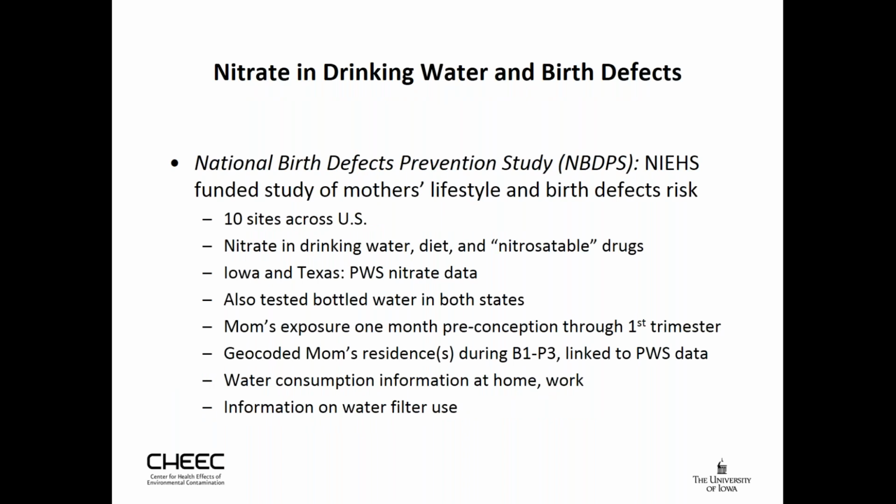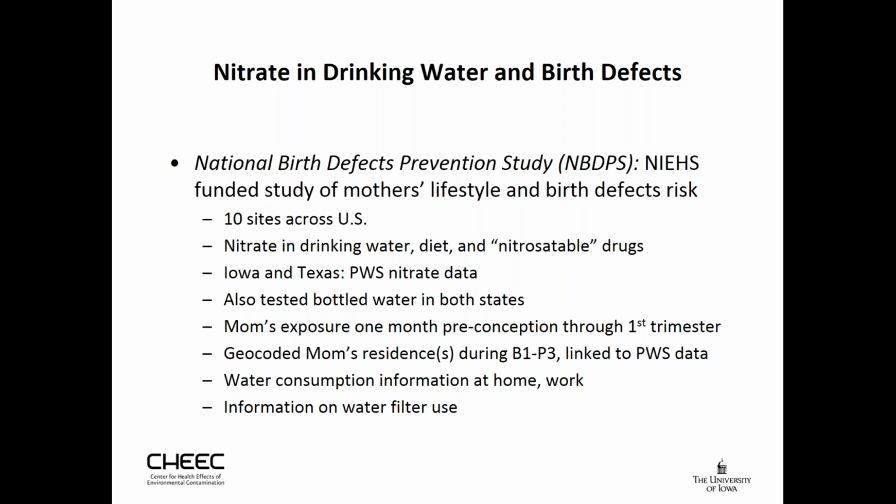So let's move to birth defects. Here again, another study. This is a case control study where you enroll women who have babies with certain birth defects, and then you match a control based on age, race, and other factors to that woman. And this is the National Birth Defects Prevention Study, which was a CDC-funded project in 10 sites across the U.S., including Iowa, Texas, North Carolina, New York, Massachusetts, Utah, Georgia, Arkansas, and California. And we were looking at nitrate in drinking water, in the diet, and also in drugs.